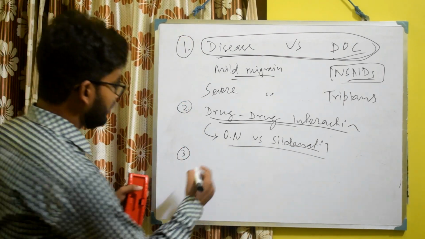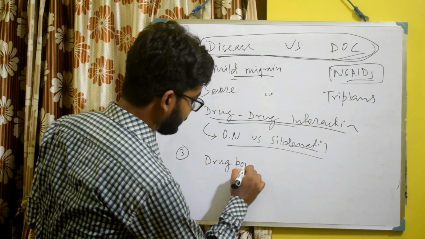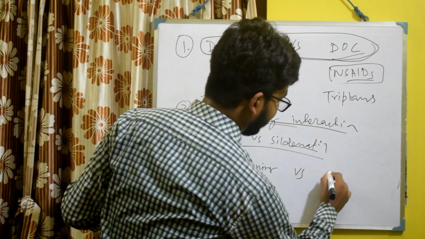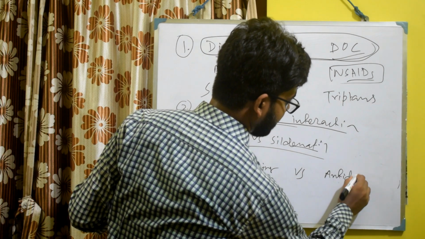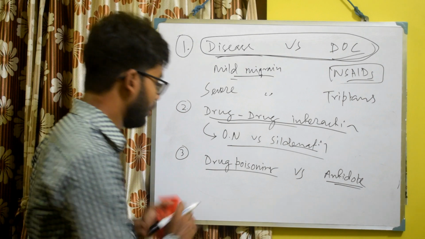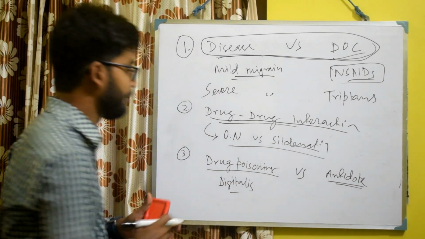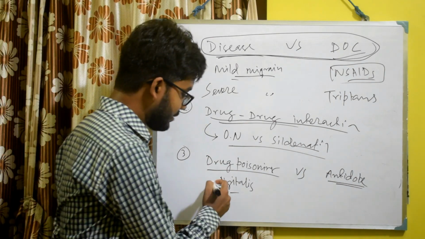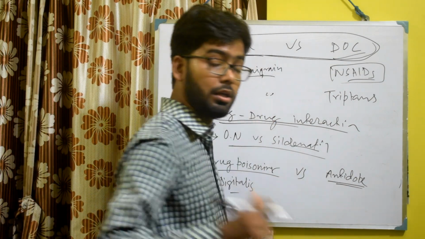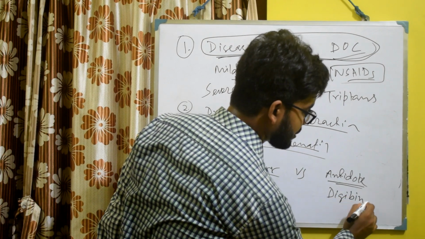Then coming to the next table: drug poisoning versus specific antidote. Here I am taking the example of digitalis. All of you note that in case of digitalis poisoning, the specific antidote is an antibody known as digibind.